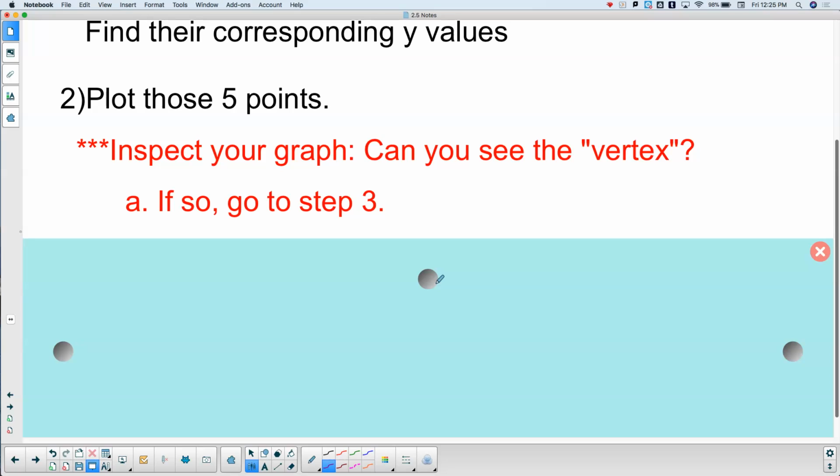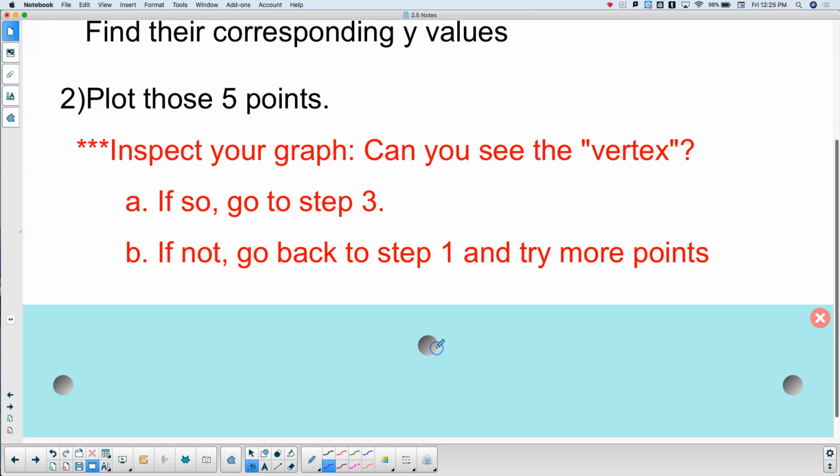And if you can, you're golden. If you can't, you gotta plot some more points. So you gotta pick more x values, and you've got to plug those x values in and then plot those points until such time as you can see that vertex. Okay? So if you can see the vertex, you go on to step 3. If you can't see the vertex, you got to go back to step 1 and try more points until you can see it. So it's a lot of guessing and checking and figuring and all that fun stuff.